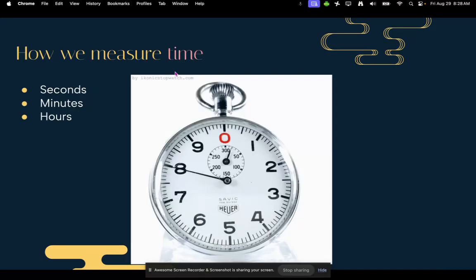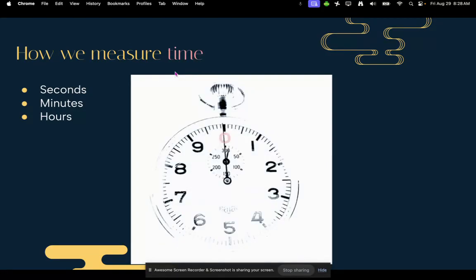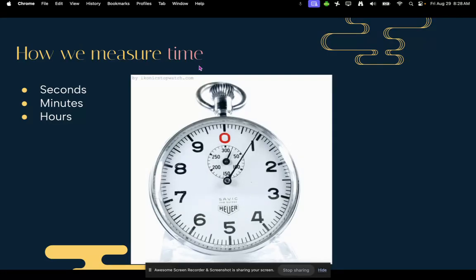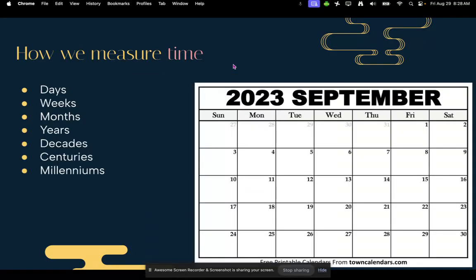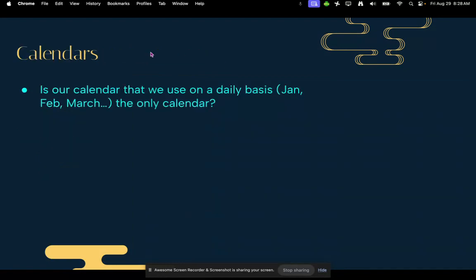And how do we measure time? In modern times, we measure with seconds, minutes, hours, days, weeks, months, years, decades, centuries, millennia. But here's a really good question. Is the calendar that we use on a daily basis, the one with January, February, March, April, May, the only calendar that exists in this world?